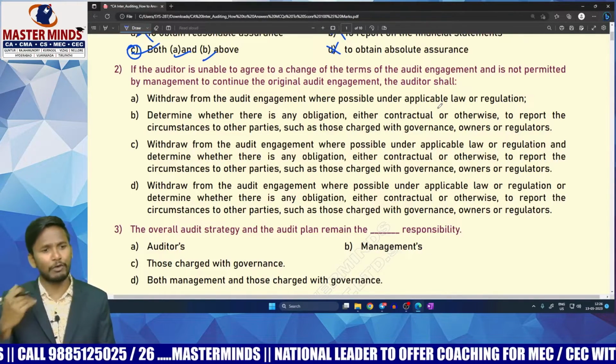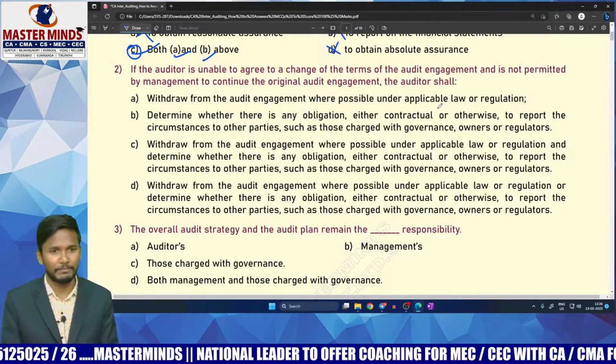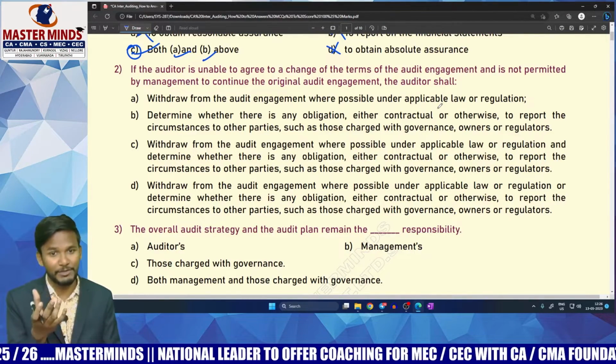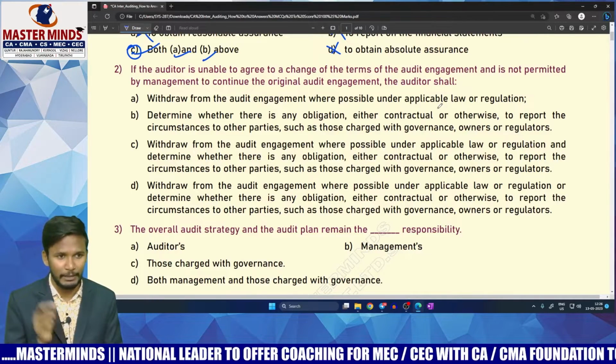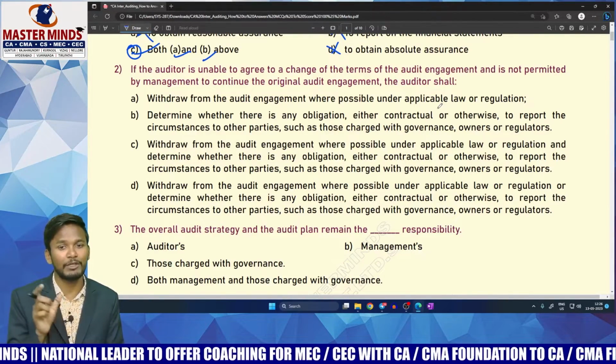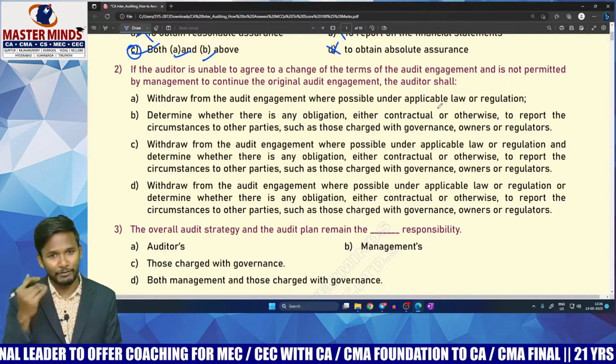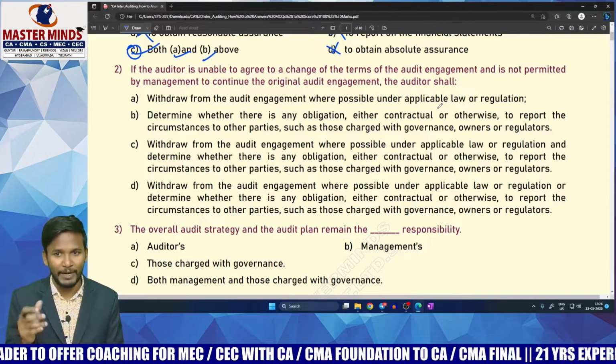He is going to give 4 options. Immediately when you are finding something called audit engagement, you are supposed to remember, if you are seeing something called terms of audit engagement, immediately your mind should strike to SA 210, which talks about agreeing on the terms of audit engagement. Remember that.